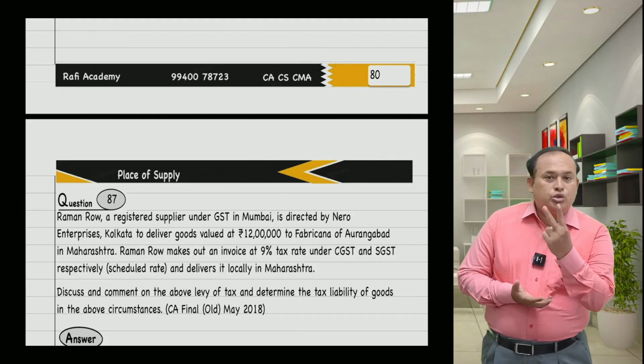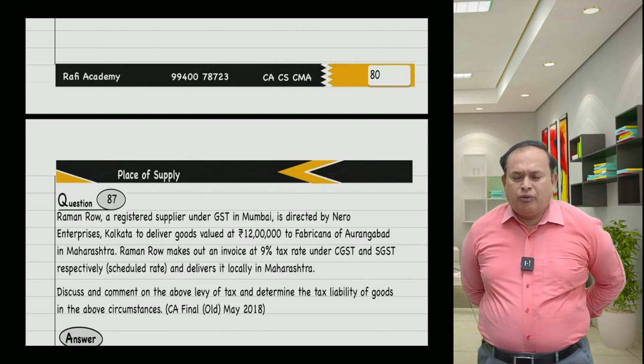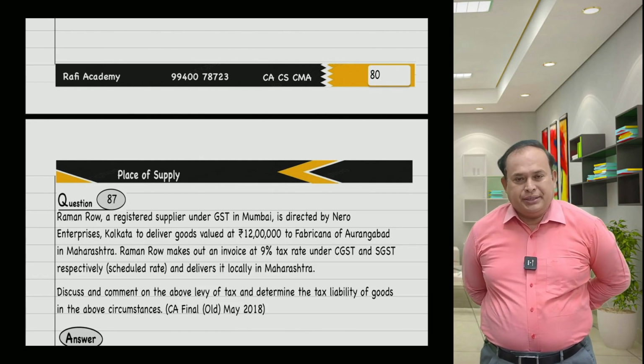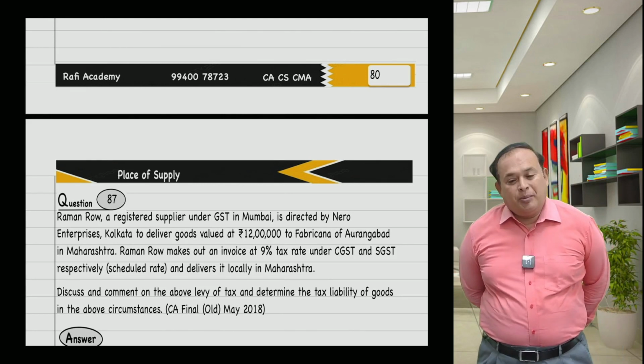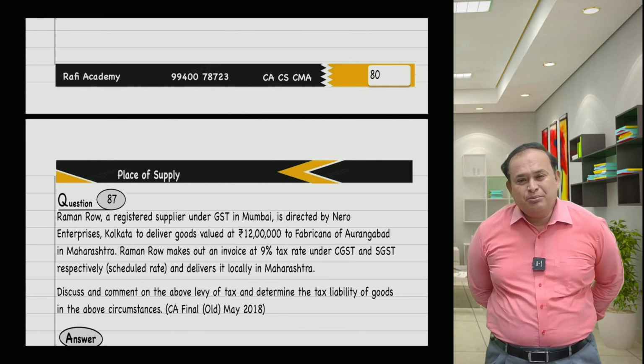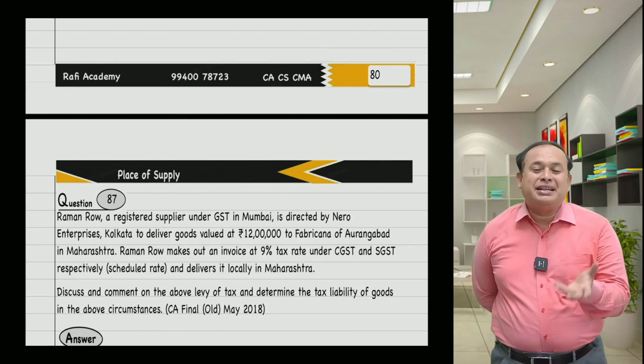I am giving 2 minutes time. Answer. What is the place of supply for Raman Rao? What tax, IGST? Correct? Yes, perfectly right. Now, he paid already, Raman Rao, treating it as an intrastate supply. How much did he pay? CGST, SGST? 9% each. That means, instead of paying IGST, he paid CGST, SGST.